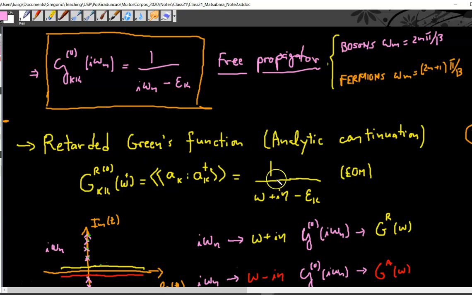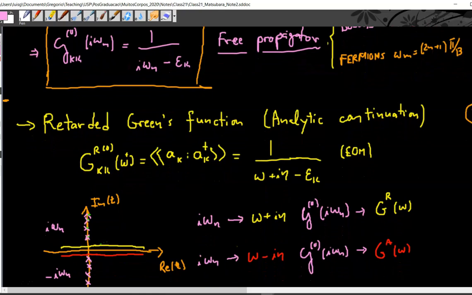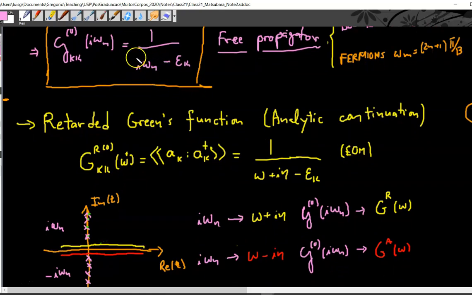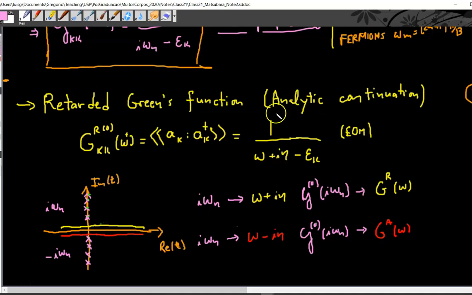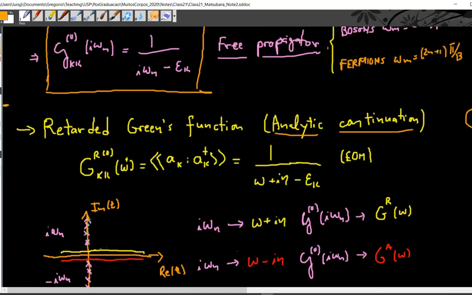And the thing is, how can we relate this to the Matsubara free propagator? And the answer is that I have to take a stroll on the complex plane and make these imaginary frequencies go into the real axis. Essentially that's the definition of an analytic continuation. So this is very crucial, because at the end of the day, for linear response, for many other applications, spectral functions, and so on, we want the retarded Green's functions.